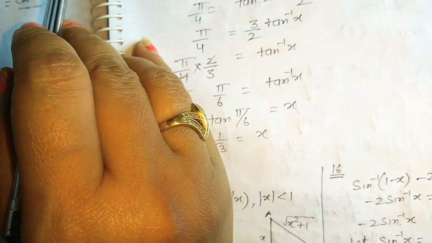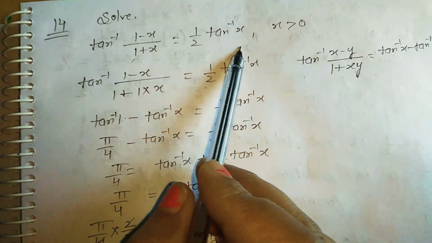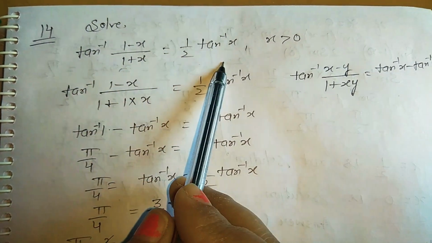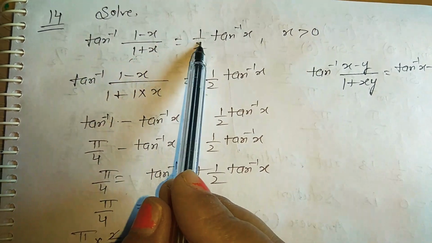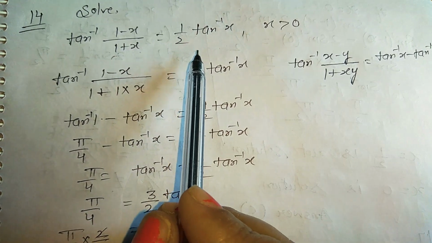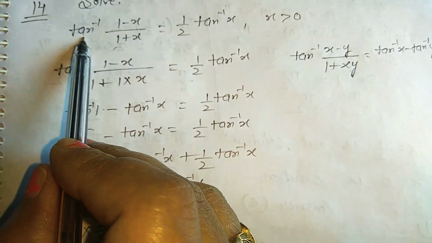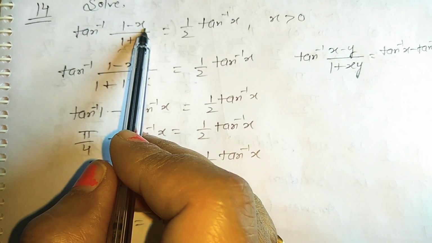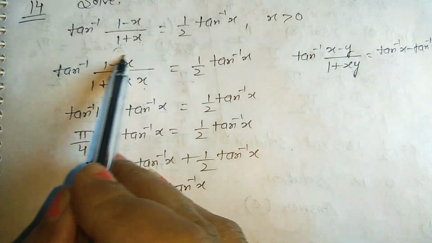Okay. Now come to question 14. In this also, solve means we have to find the value of x. We don't have to prove, we have to solve. That means we have to find the value of x. So tangent inverse of 1 minus x upon 1 plus x is equal to half of tangent inverse x. Then we have to find x. Here tangent inverse of 1 minus x upon 1 plus x, we can write as tangent inverse of 1 minus x upon 1 plus 1 into x.